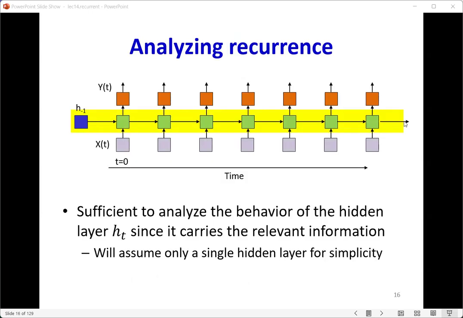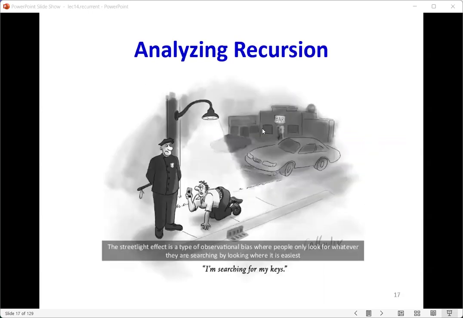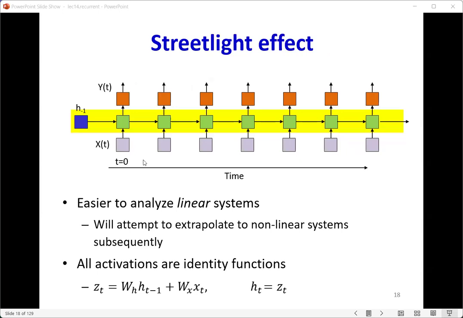Now this is a very nonlinear function because you have nonlinear activations everywhere. And it's very hard to analyze a very deeply nested nonlinear function. So we're going to back off to something simple. The famous streetlight effect that we've alluded to in the past. You can't search in this dark bar, so you're going to look under the streetlight where you can see things. We know how to analyze linear systems. And so we're going to assume that this is a linear system.